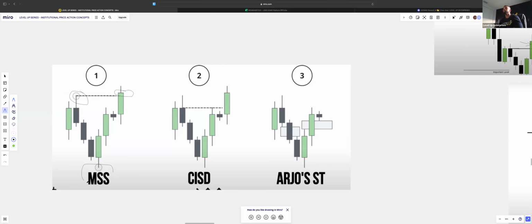What is the difference between market structure shift and CISD? Change in state of delivery. This is focusing on swing point. This one is focusing on the candles, right?